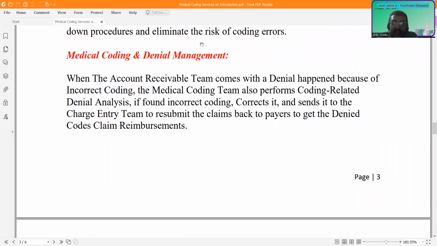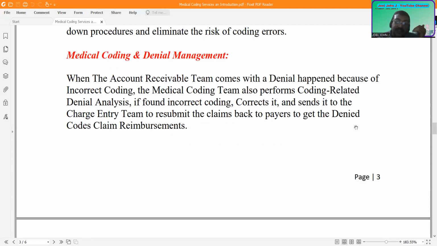Medical coding and denial management. From the denial management perspective, these are the reworks that come in. When the accounts receivable team comes with a denial that happened because of incorrect coding, the medical coding team also performs a coding-related denial analysis. If found to be incorrect coding, it corrects it and sends it to the charge entry team to resubmit the claim back to the payer to get the denied claim reimbursement. From whom do they get the reworks? They get them from the denial management team, who will send them to resubmit the claim form.